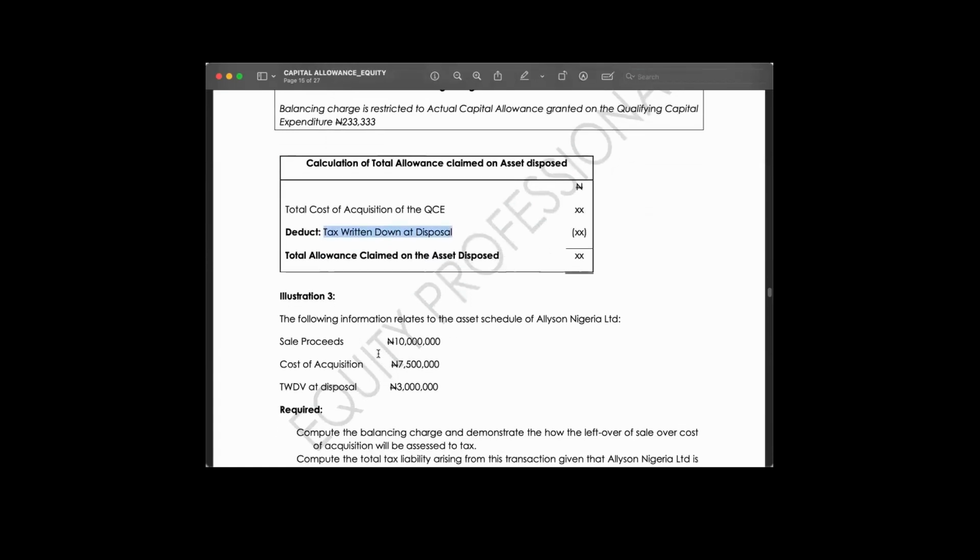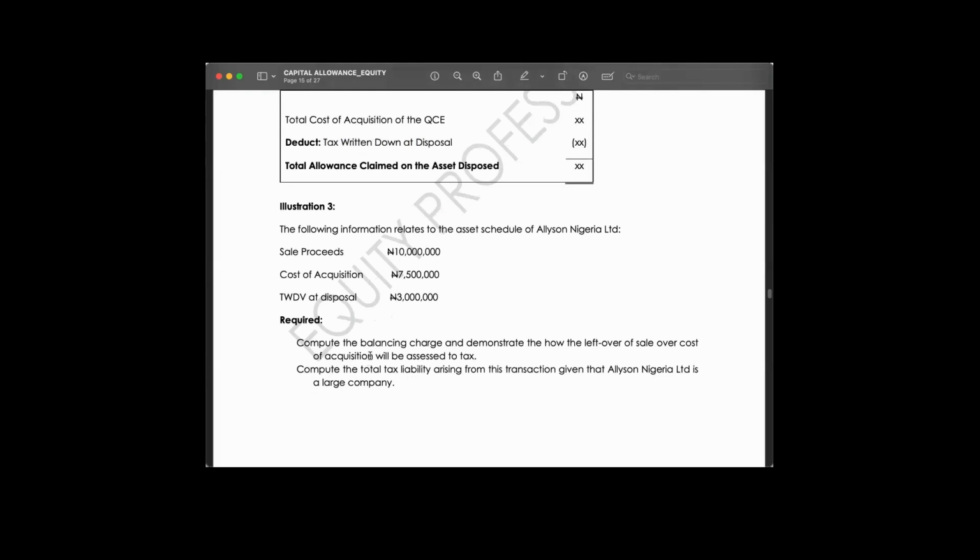So let's look at illustration number 3. We said the following information relates to the asset schedule of Alice Nigeria Limited. Sales proceed, 10 million. Cost of acquisition, 7.5 million. Tax down value at disposal. You are required to compute balancing charge and demonstrate how the leftover of sales over the cost of acquisition will be assessed to tax. Compute the total tax liability from this transaction, given that Alice Nigeria Limited is a large company.